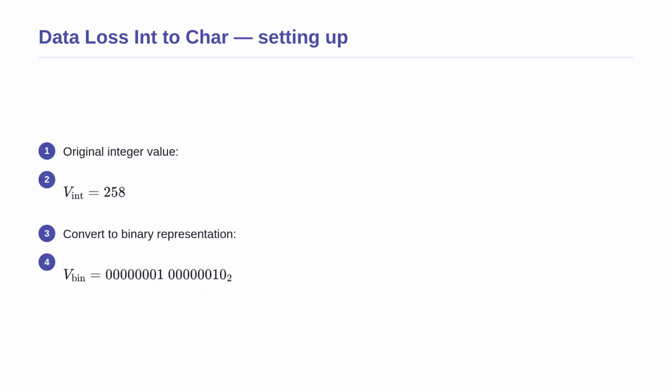Let us calculate the exact result of a dangerous narrowing cast. A programmer tries to store the integer value 258 into a character variable, which can only hold values up to 255 due to its small memory size. To see what happens, we must look at the binary representation. The number 258 requires more than 8 bits to be stored properly. In binary, it is represented as a 1 in the 256 position and a 1 in the 2 position.